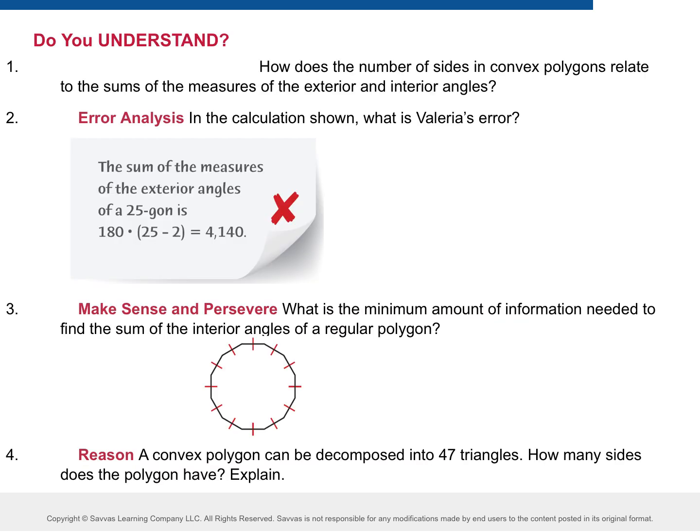How does the number of sides in polygons relate to the sums of the measures of the exterior and interior angles? Why do we care about the number of sides when we're trying to find interior and exterior angle sums? Why do we need to know the number of sides? That's the only way we can figure it out, right? Using the equation that we use, that's the only way we can figure out the sums. Okay? So what I want you to write down on number 1 is you need to know the number of sides.